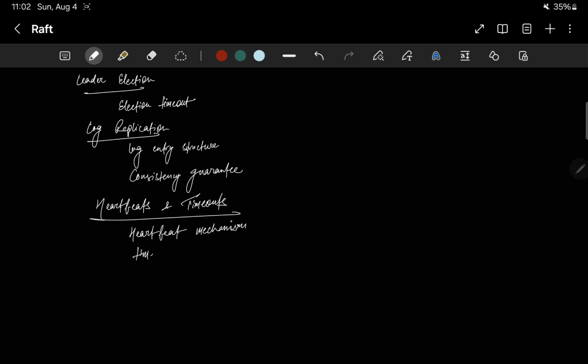So let's talk about timeouts also. Raft uses randomized election timeouts to prevent multiple nodes from starting an election simultaneously. The randomized timeouts ensure that only one node becomes the leader, reducing the likelihood of split votes and maintaining system stability. It means different nodes have different election timeouts, okay? And each node needs to wait for the specific timeout allocated to it before it starts its own leader election process, okay? But why is it done? It is done so that different nodes do not start it at the same time.